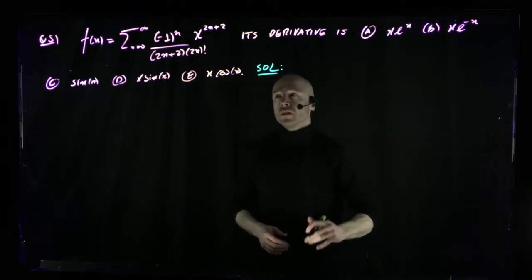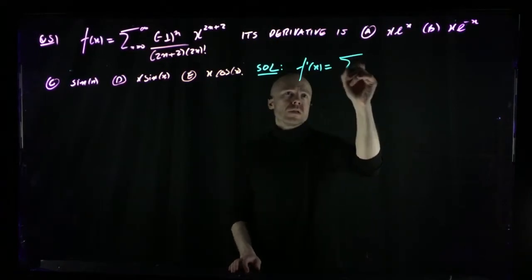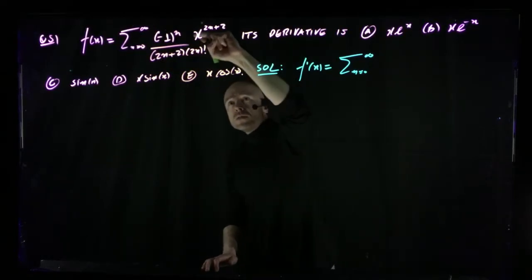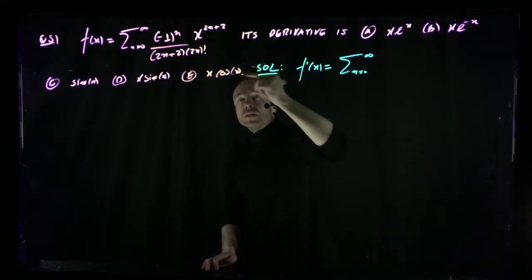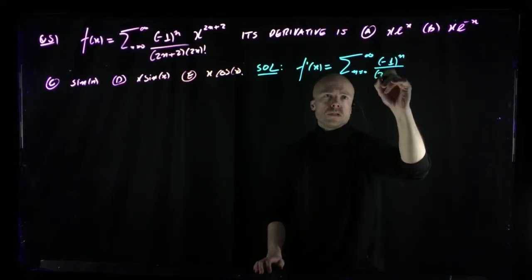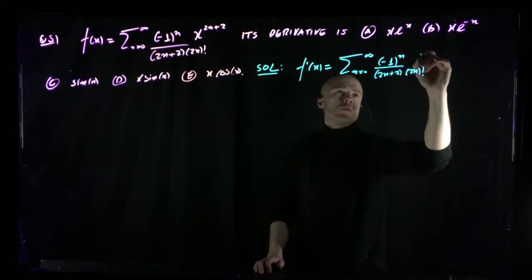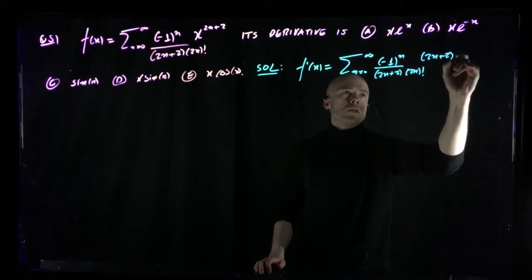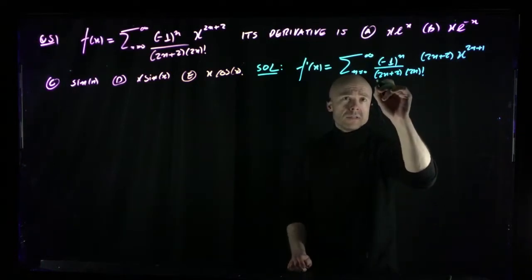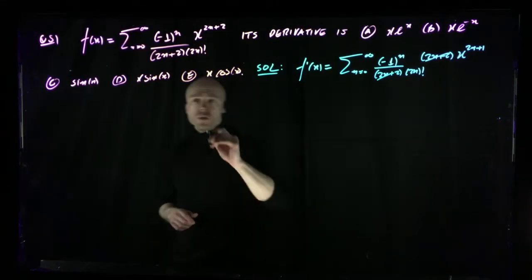So first we're just going to differentiate this guy. So f prime of x is the sum from n equals 0 to infinity. We take the derivative and apply it to this x to the 2n plus 2, just like if we had a polynomial. So then what would we have? We'd have 2n plus 2, and then x to the 2n plus 1. And then the 2n plus 2 would cancel here and here. And what we've got is this series.